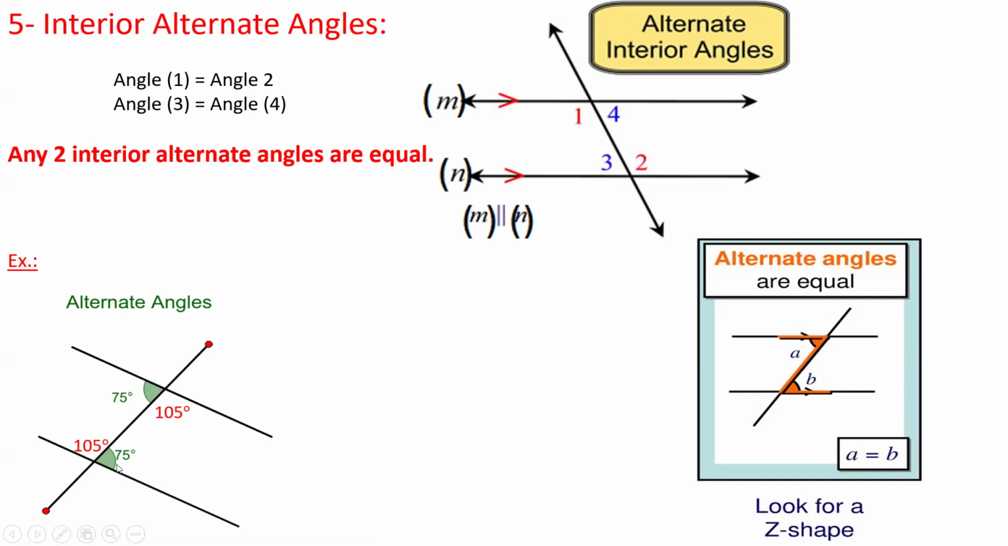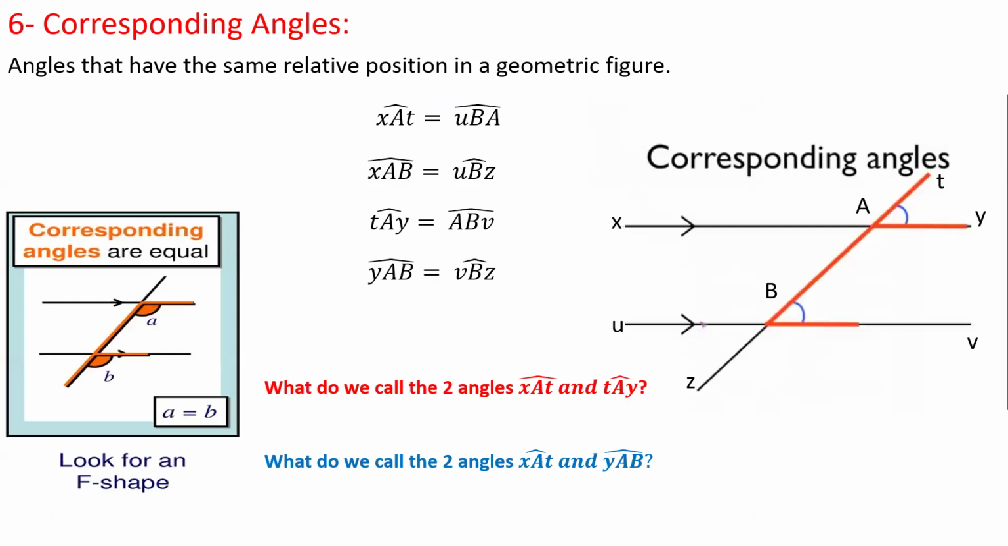The sum of this angle plus this angle is 180 degrees. So 180 minus 75, I get 105 degrees. Now this angle 105 degrees is equal to this angle 105 degrees. Why? Since they are alternate interior angles. Always I should look for alternate interior angles, as you can see here, as I have the letter Z. So this angle and this angle are equal to each other. These are the interior alternate angles.